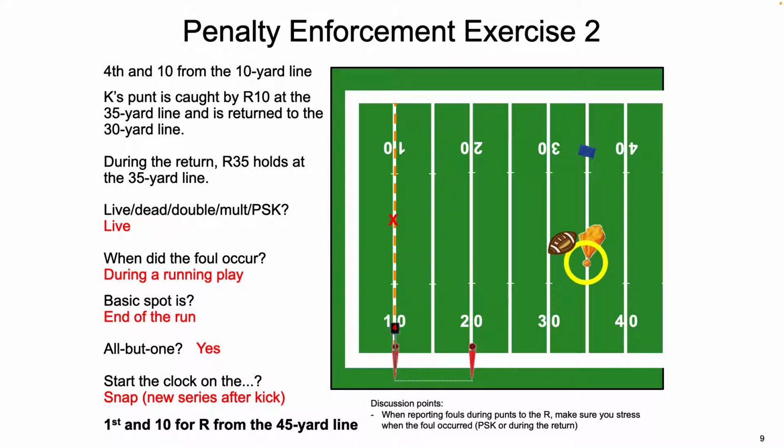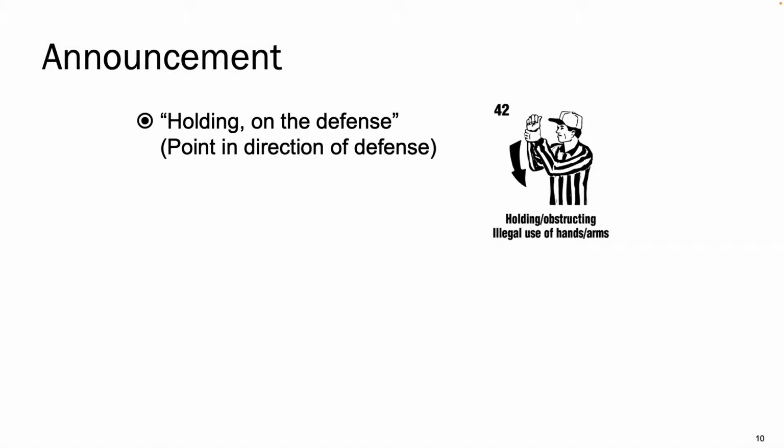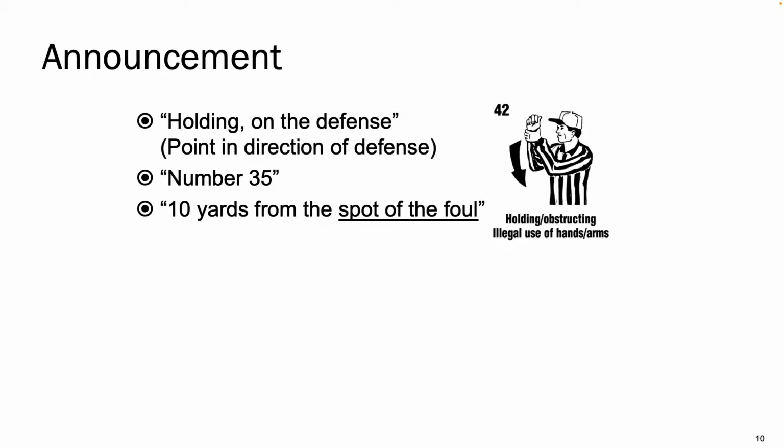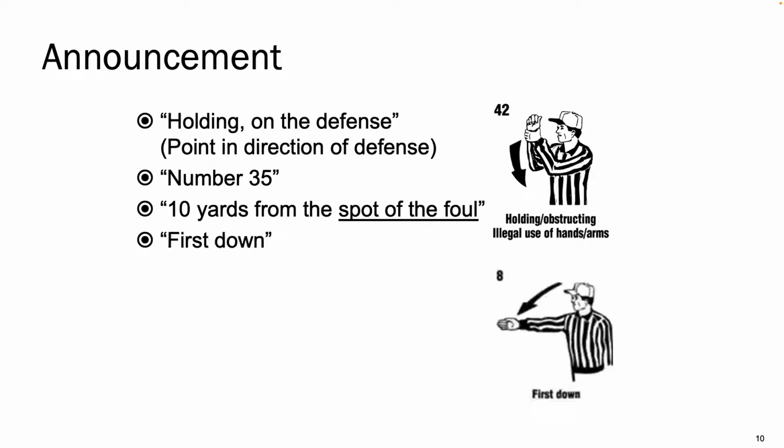Again, if you're the covering official and you are reporting this foul to your referee, make sure you stress either PSK or during the return, because obviously the enforcement spot will be different. So make sure you know what it is. Don't assume your umpire and your referee know the answer, because they shouldn't be looking at this anyway. So make sure you convey that information as you report the foul. How would I announce this? Holding on the defense, number 35, 10 yards from the spot of the foul, this time first down.